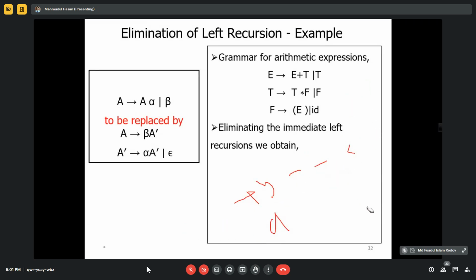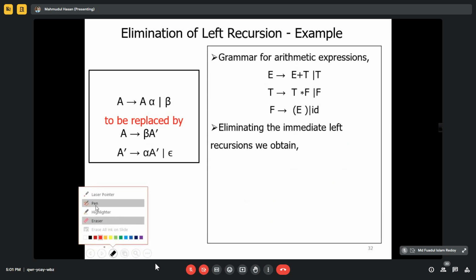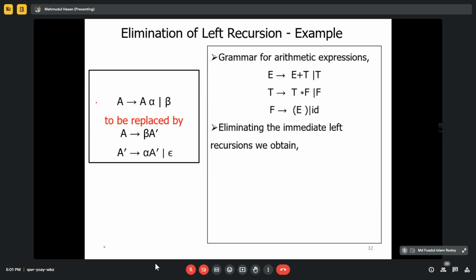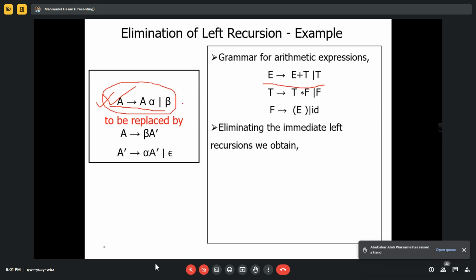Yes, I will give an example, right now, no problem. So suppose this is your standard form, that means this is your formula. So this one is a left recursive production rule, is it? This one is your left recursive production rule. So this is your standard form. You need to make this like this one if you want to apply the formula.